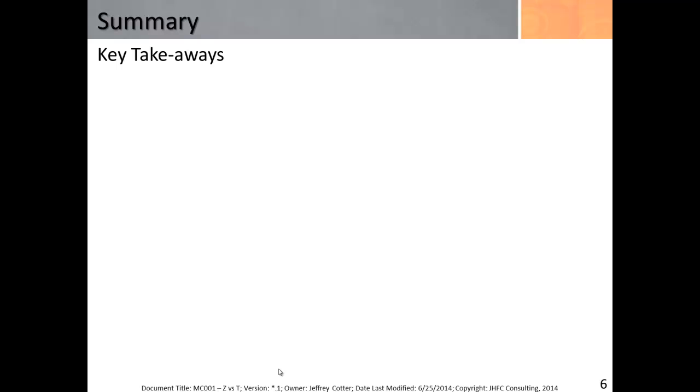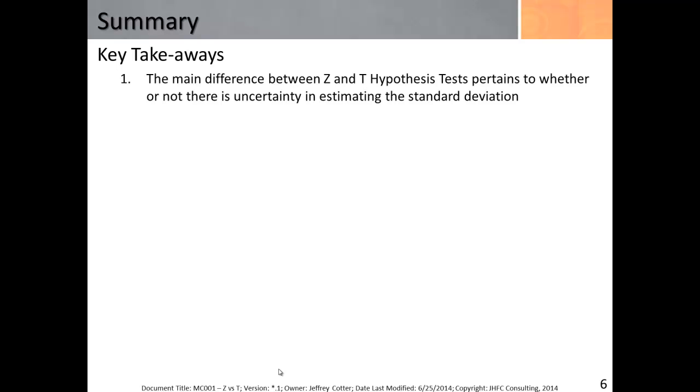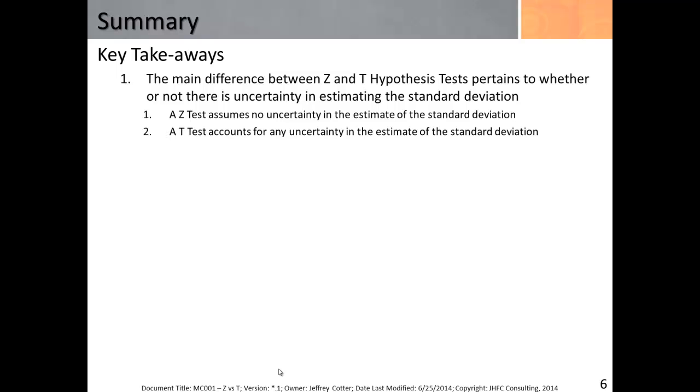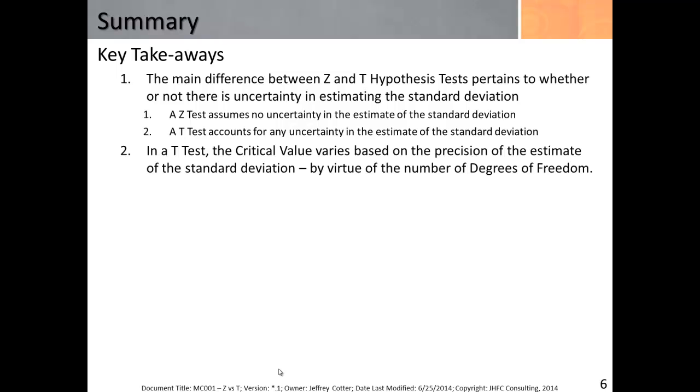Let's summarize with some key takeaways. The main difference between the z and t tests pertains to whether or not there is uncertainty in estimating the standard deviation. A z-test assumes no uncertainty in the estimate, whereas a t-test accounts for any uncertainty in the estimate. In a t-test, the critical value varies based on the precision of the estimate of the standard deviation, by virtue of the number of degrees of freedom.